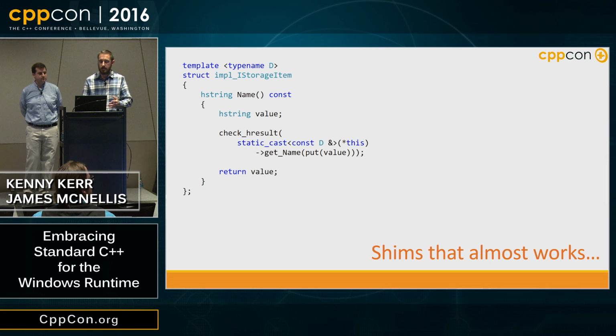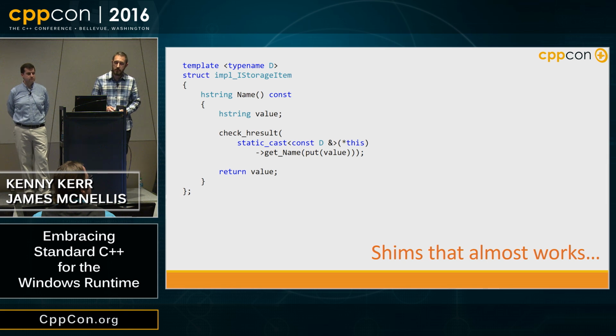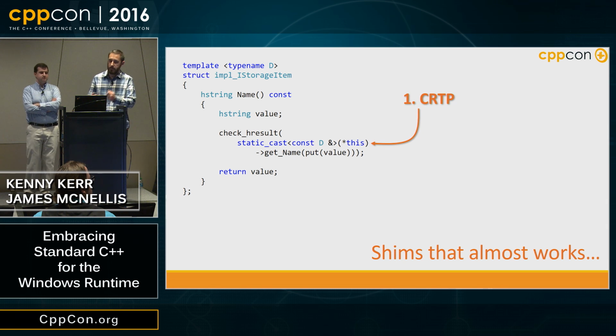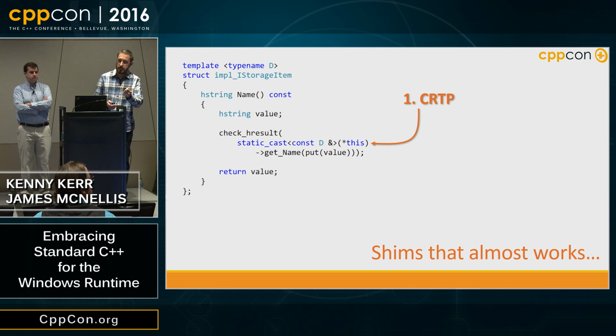Let's now focus on the actual shims, and you see here that this should almost work. So the first thing we do is that static cast. We have our pointer. This is an empty base class, so we want to get to the most derived type. D stands for derived, and we use CRTP to do that naturally. And then we try to make a vcall.